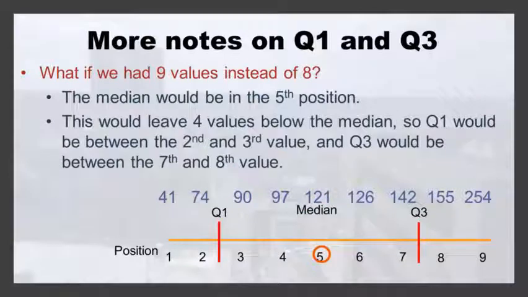Okay, last example, I promise, and then we'll get on to the box and whiskers. What if we had 9 values in our data set instead of 8? Well, let's look for what our median is.